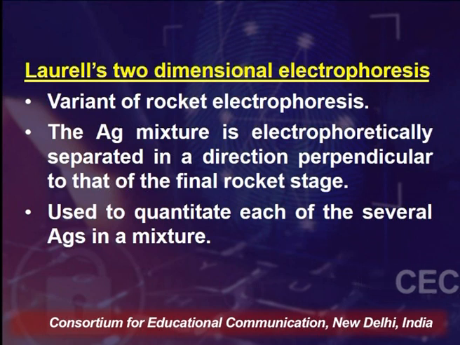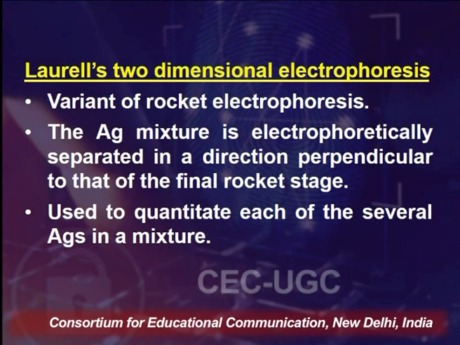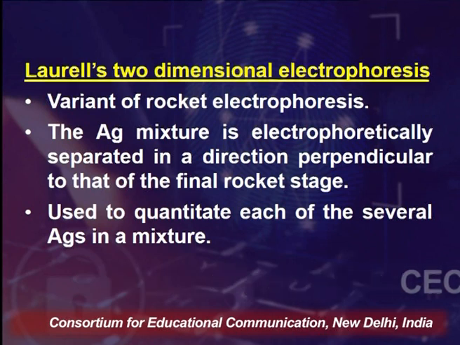Now, a variant of rocket electrophoresis is Laurell's two-dimensional electrophoresis. The antigen mixture is electrophoretically separated in a direction perpendicular to that of the final rocket stage, and it is used to quantitate each of the several antigens in a mixture. So, if we have to do single, we can go for rocket electrophoresis, and if we have to do double, then we go for Laurell's two-dimensional electrophoresis, where the antigen mixture is electrophoretically separated in a direction perpendicular to that of the final rocket stage.